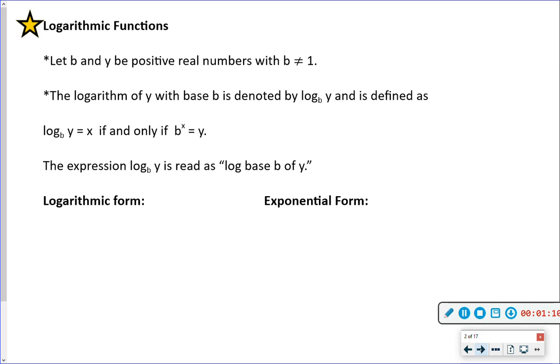You have to fill in some things here on your notes. So let b and y be positive real numbers. The logarithm of y with base b, we read this, we say this, log base b of y. So that's how you're going to say it. Now, you want to be able to convert between the two forms, because sometimes it might be easier to work in exponential, sometimes it might be easier to work in logarithmic. So log form, I'm just going to copy down that log base b of y.